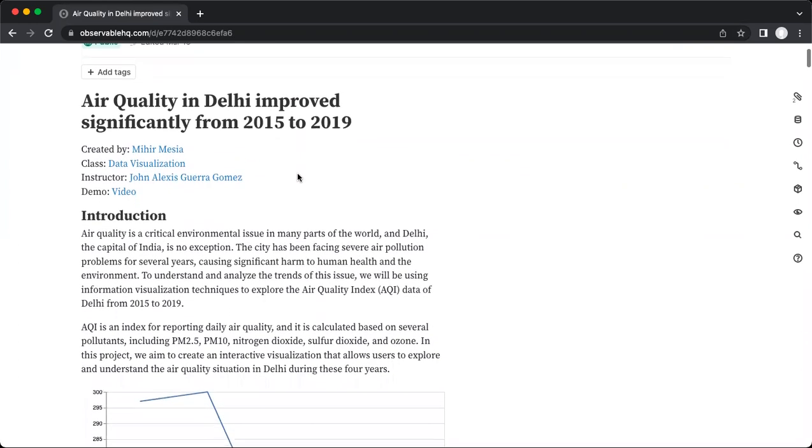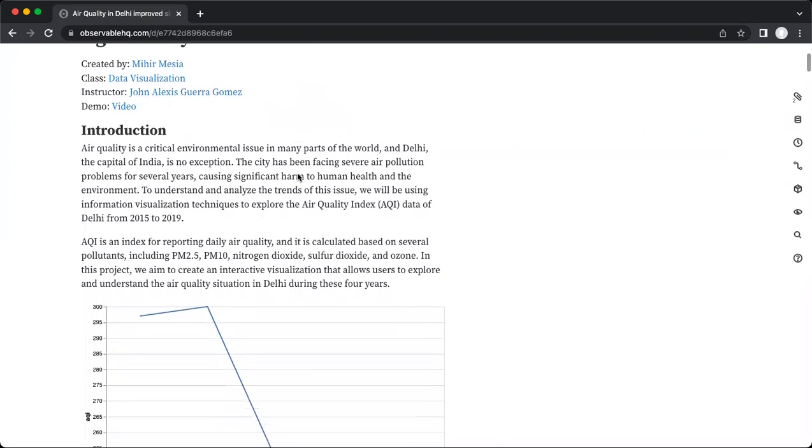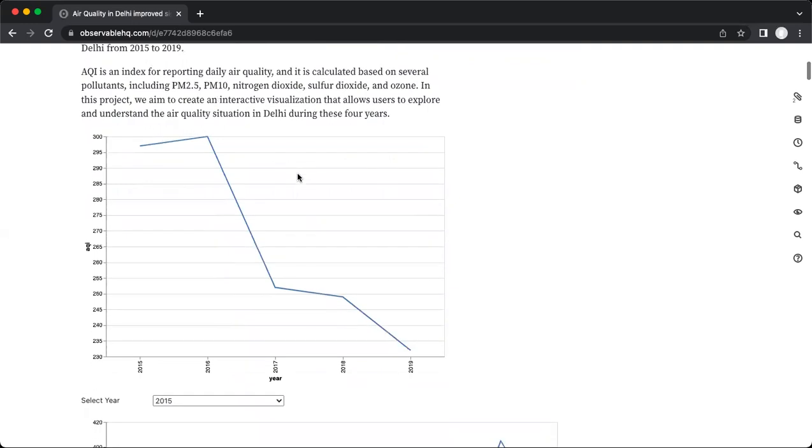Today I did a visualization on the air quality index in the city of Delhi from the year 2015 to 19. Air quality is a critical environmental issue, and one of the factors to measure how healthy the air is is the air quality index. The higher the value of the air quality index, the more polluted the air is. I did this visualization for Delhi from 2015 to 19, as Delhi has been suffering from one of the worst air pollution levels.